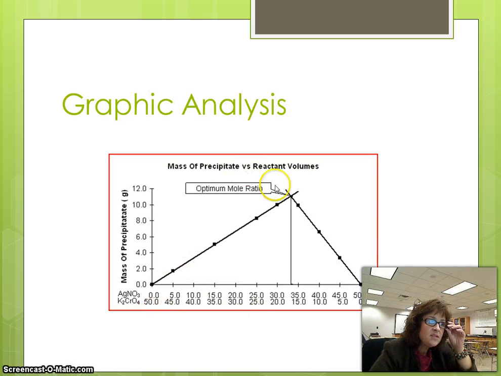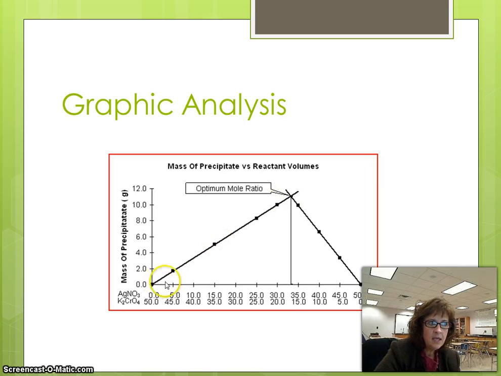This is the graph of what we're going to make. If you look at this, we've got two compounds: silver nitrate and potassium chromate. They change the amount of each that they use each time. The first time I used 0 mL of silver nitrate and 50 mL of potassium chromate, and then 5 and 45, 10 and 40. You always keep the total volume the same. 15 and 35. And at each trial, I record the temperature.